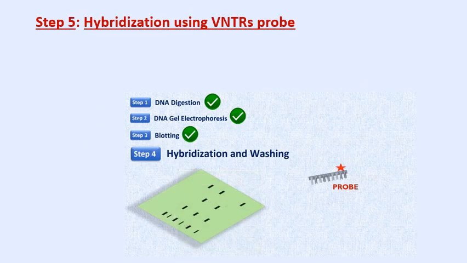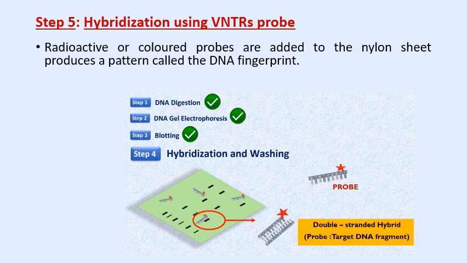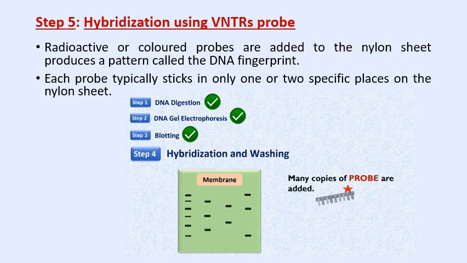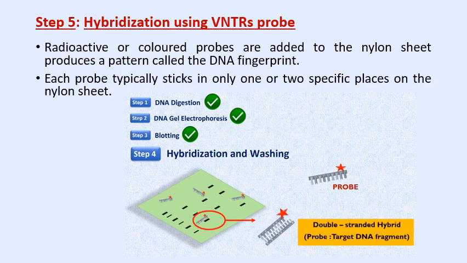Next and most important step is hybridization using VNTR probes. Radioactive or colored probes are added to the nylon sheet, producing a pattern called the DNA fingerprint. Each probe typically sticks in only one or two specific places on the nylon sheet. The membrane is washed repeatedly to remove non-specific binding and to clear the background.